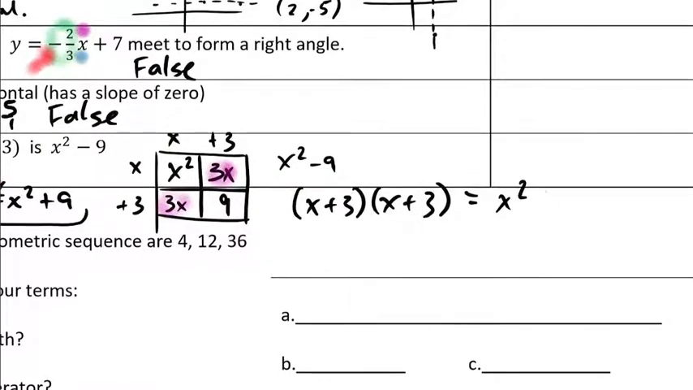If I were to write down what that is, x plus 3 times x plus 3 equals exactly x squared plus 6x plus 9. The 6x comes from the fact that I've got a 3x and a 3x, and when I combine those two, I get exactly 6x. So that's it for the first question.